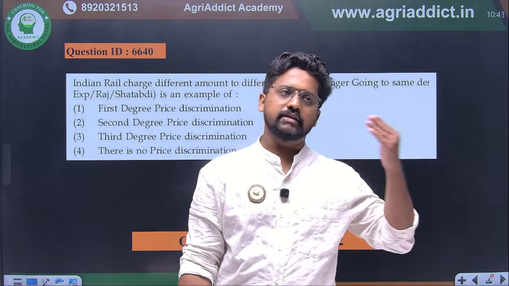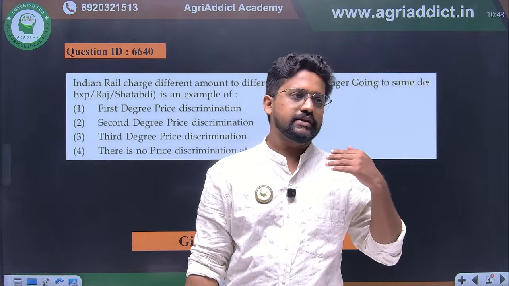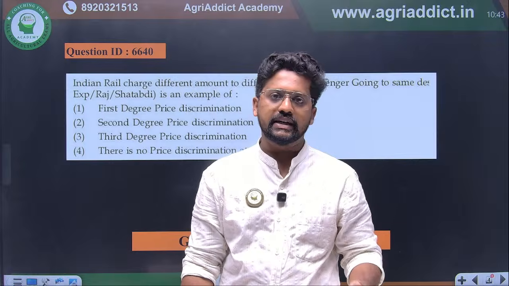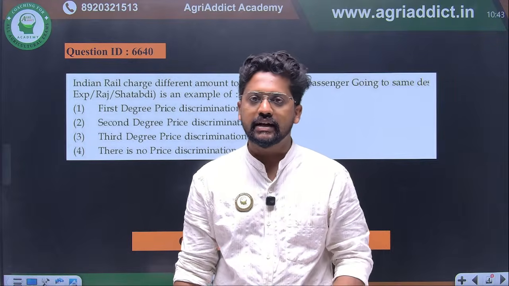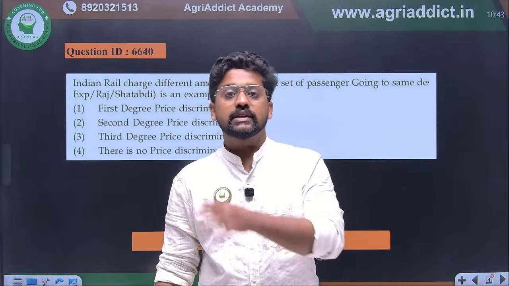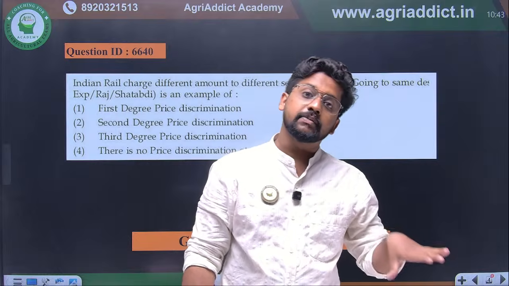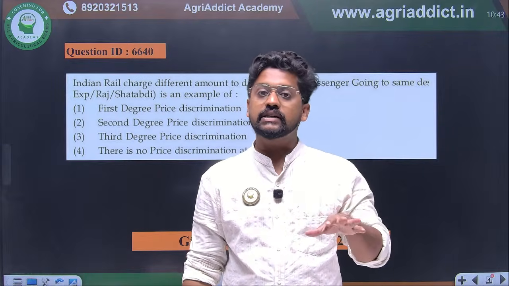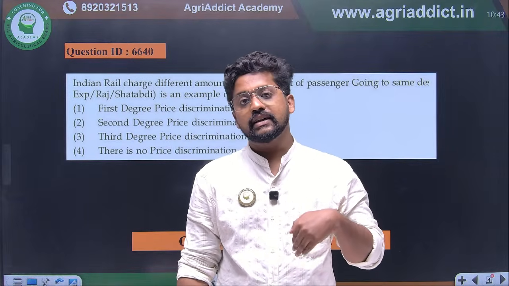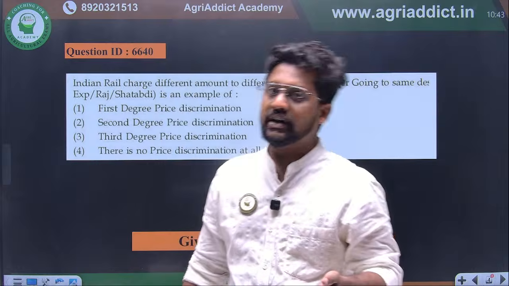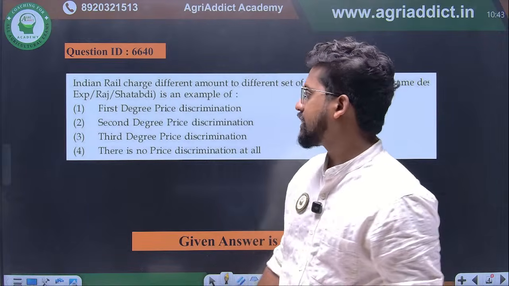Like there will be first AC, second AC, third AC, chair car, and general. So the same train goes from one place to another place at the same time. Different bogies, depending upon the facilities that they are giving, get different charges, right? Like we are paying different types of charges.